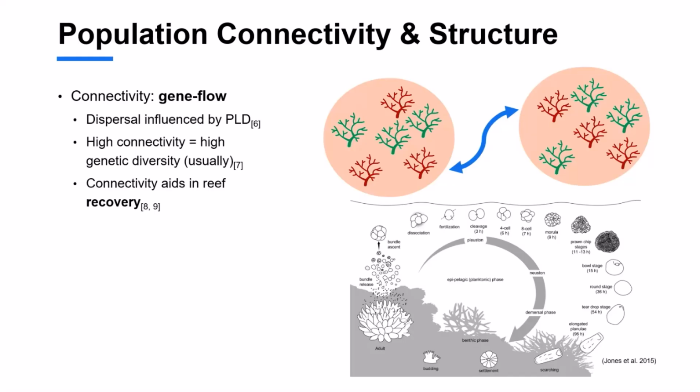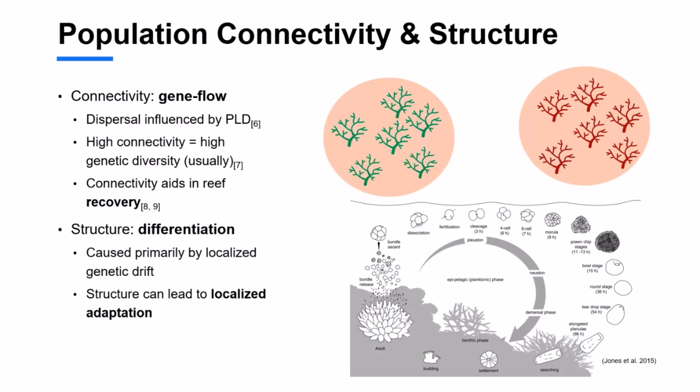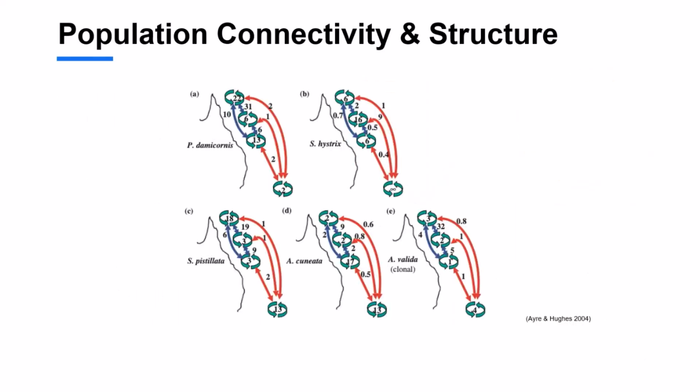Connectivity is also important in reef recovery, as populations can rely on input of larvae coming from external populations to resettle and ultimately restore reefs. On the other side of that coin, we have population structure. And structure is defined by genetic differentiation between populations. This is primarily caused by localized genetic drift that acts differently in a randomized fashion on spatially distant populations. Structure can also aid in localized adaptation because it acts as a barrier for dispersal. So, if spatially distant populations are not interbreeding, they can ultimately adapt to their environments.